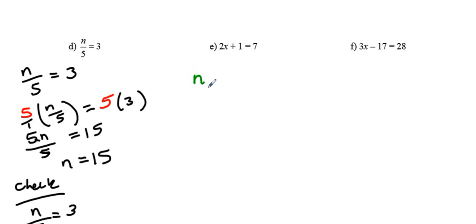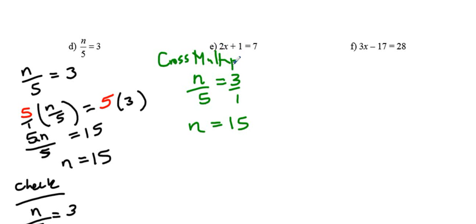But I would just write n over 5 equals 3. That's like saying 3 over 1. n times 1 is n, and 3 times 5 is 15. So that's cross multiplying. But you can do either one. It doesn't matter which method you use, as long as you're not breaking any other rules. Okay, so I'm just going to erase that so that I have room to do the next one.